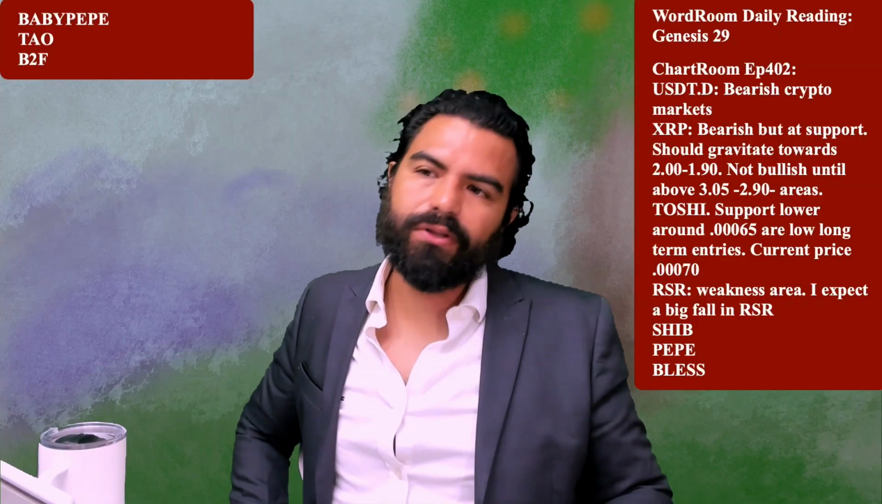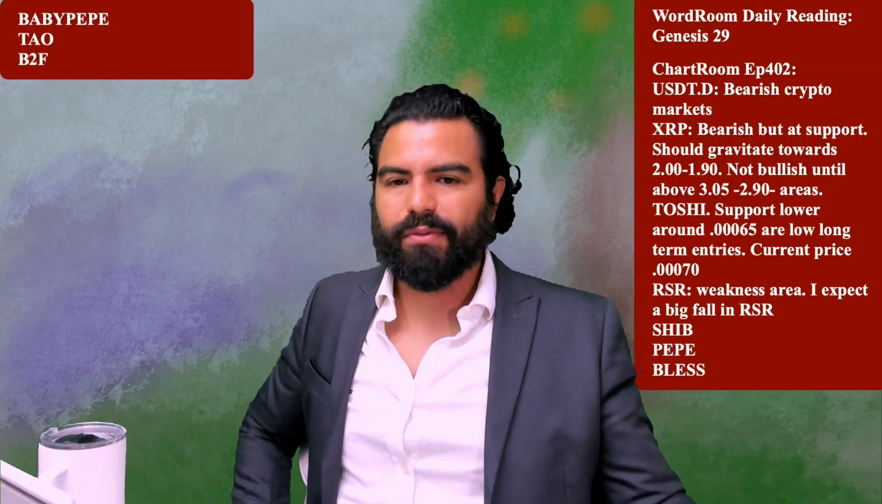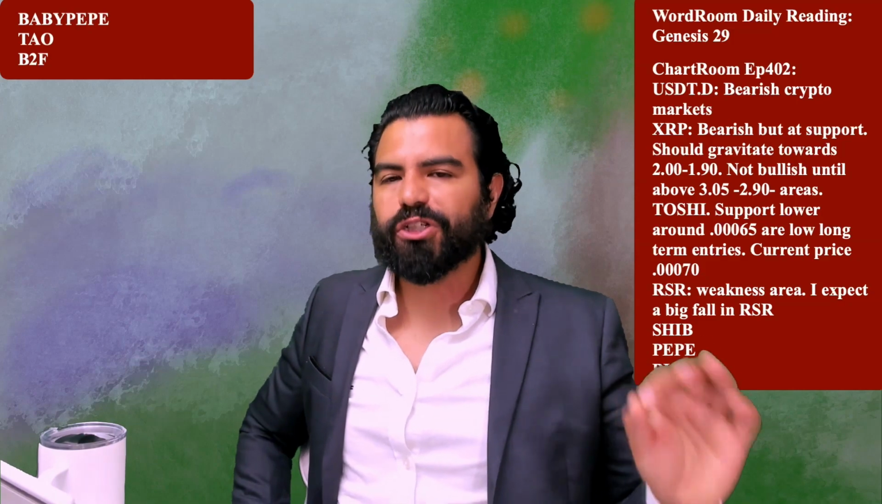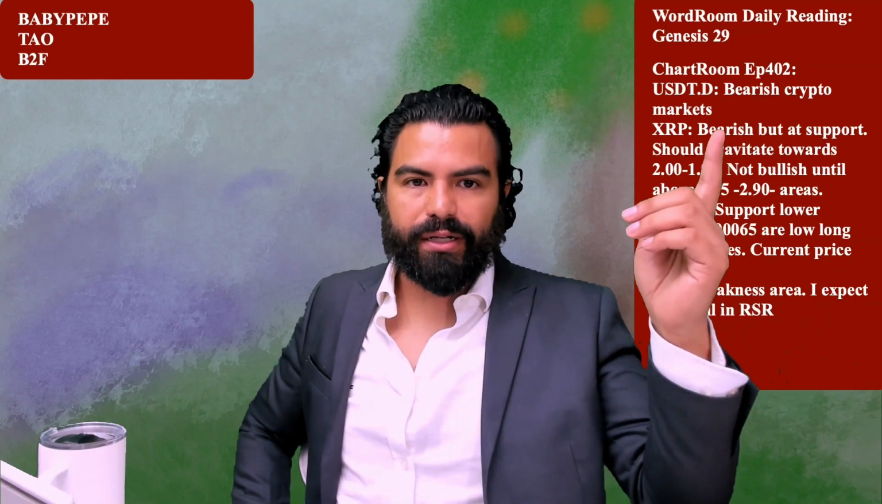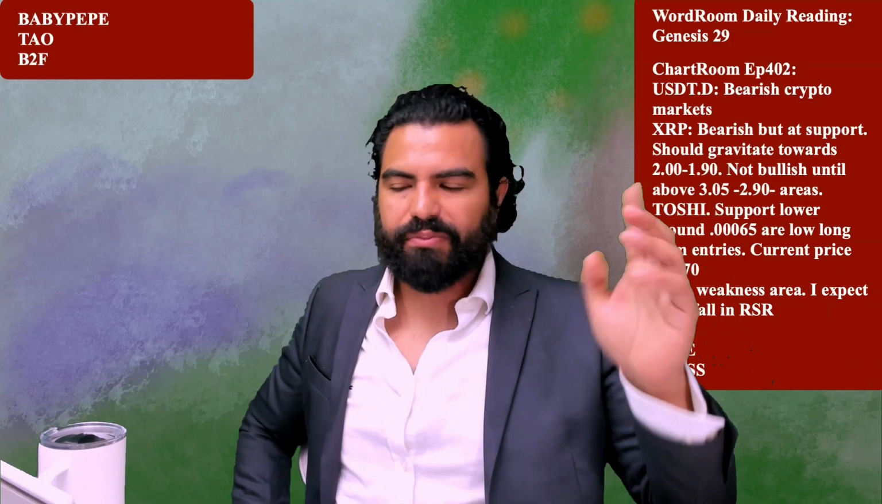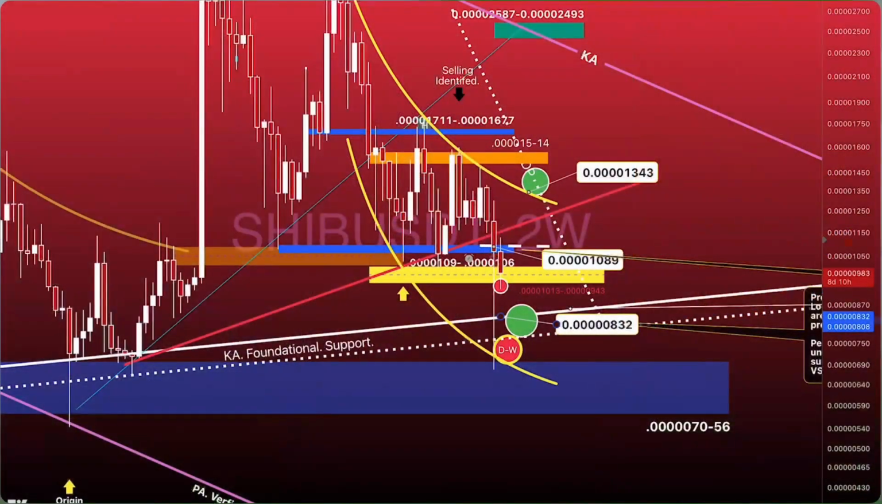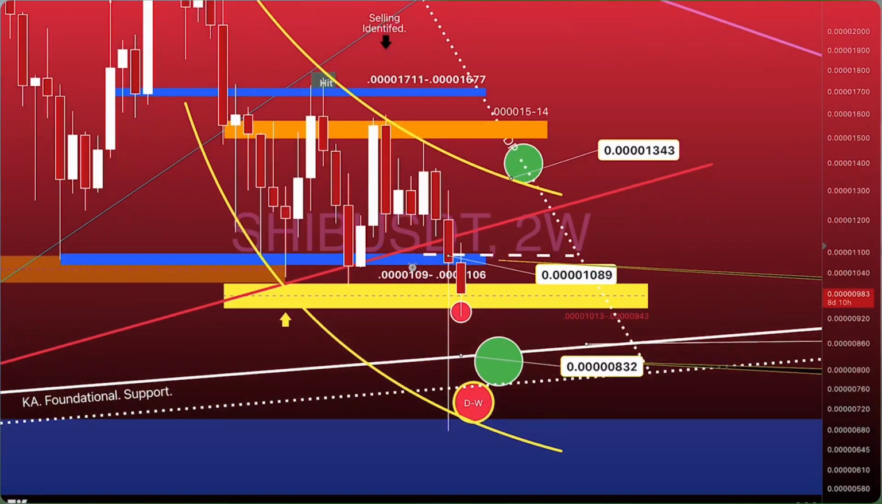We'll look at it on Monday. We'll look at it on Wednesday. We're going to be looking at it all this month. But right now, we should be bearish. I'm bearish the market. See, USDT.D, bearish crypto markets. Now, because of that, a lot of these cryptos are going to be gravitating to the lower areas.